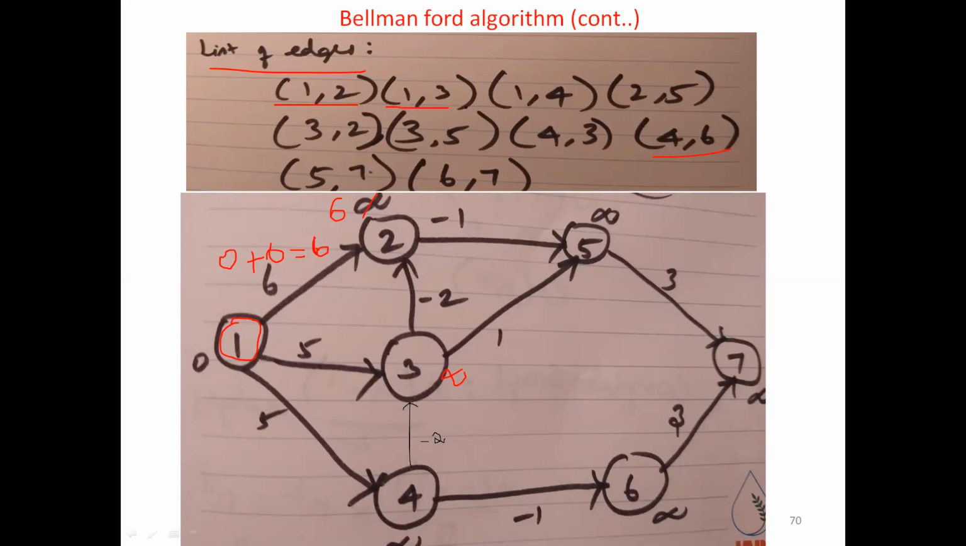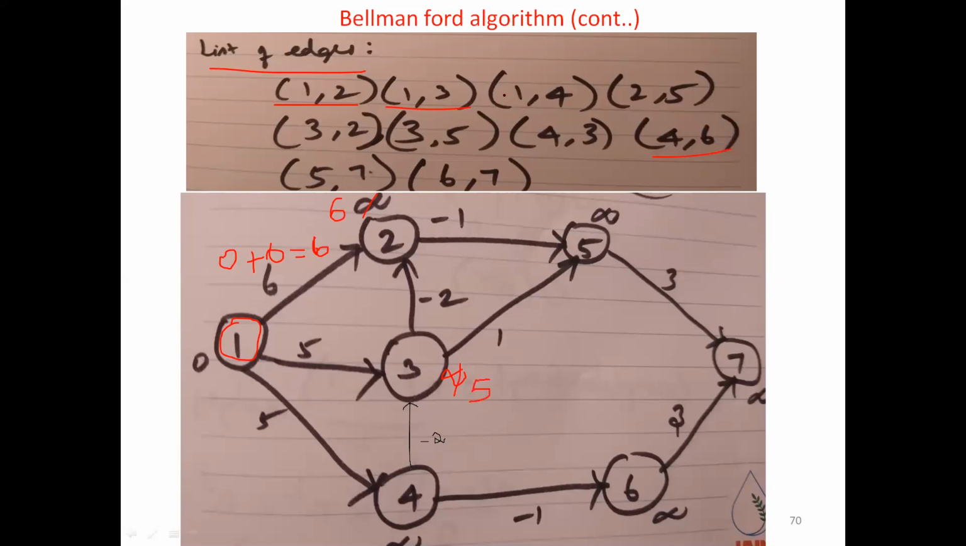Next, I have to remove the second edge from the list of edges. It is 1 comma 3. So 1 comma 3 is 0 plus 5. The distance of 1 is 0, and the cost of the edge between 1 and 3 is 5. You have to total it, so it becomes 5. Is 5 greater or lesser than the current label of the distance of 3? Yes, it is lesser, so I have to update it.